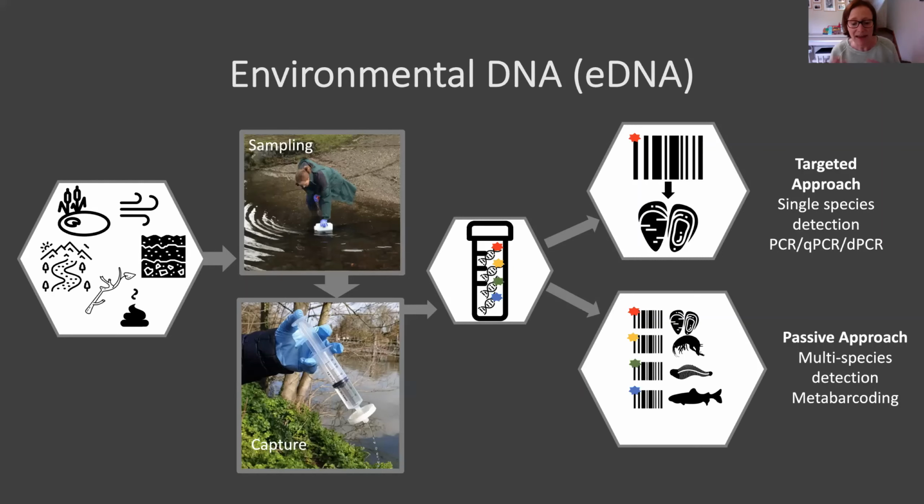And then that water will contain DNA from lots of different organisms, and we extract all the DNA, and then we have two options. We can either focus in on a particular species that we might be interested in with a targeted approach that uses species-specific PCR primers, or we can use what we call a passive approach, where we detect multiple species within that DNA soup. And this is a process called metabarcoding.